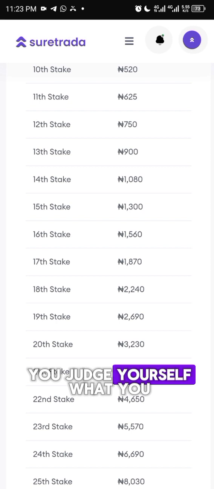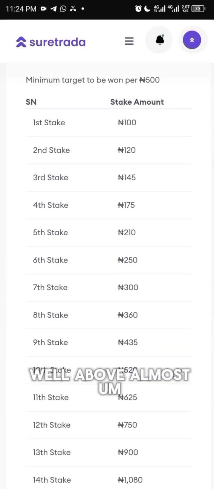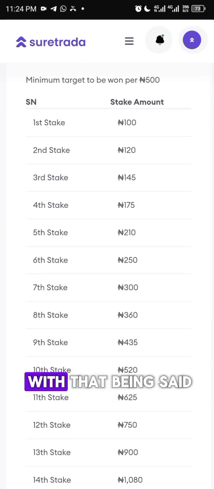When playing this game, you need to ask yourself, how much do you think you can make weekly, and how much do you think you can make monthly? And I tell you, you will make a lot. You will make a lot, well above most salaries people get. So with that being said, this is how to stake, right? This is how to stake.